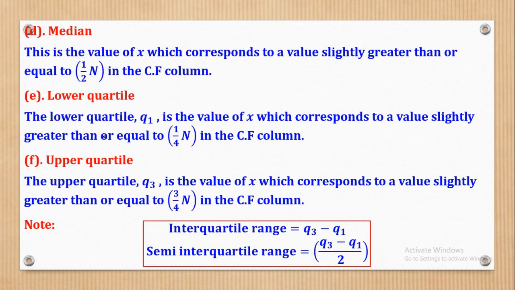Now in quartiles, there are some special words they use. They can use the word interquartile range. That one means you subtract the lower quartile from the upper quartile. They can also use the word semi-interquartile range. That means you get the interquartile range and you divide by 2. So Q3 is the value for upper quartile, and Q1 is the value for lower quartile.